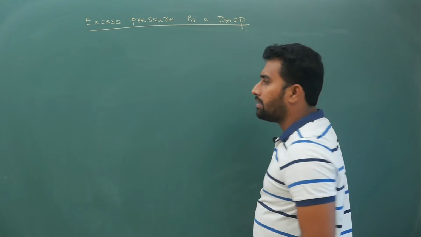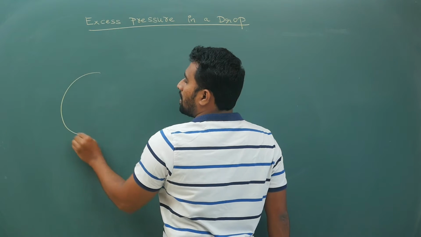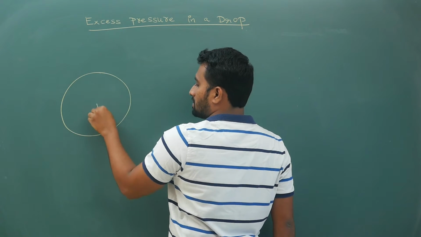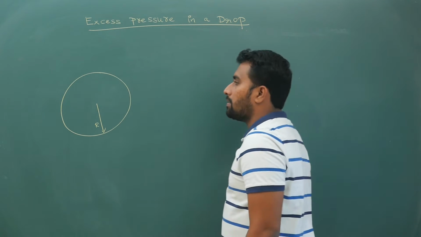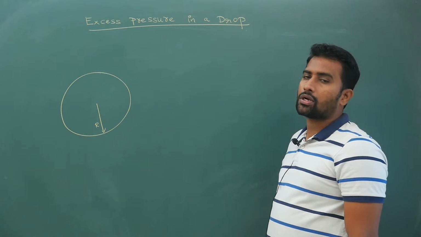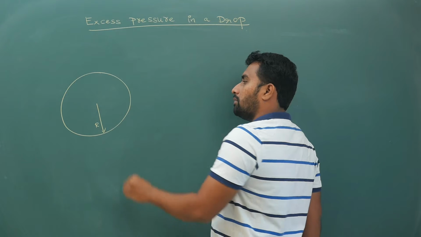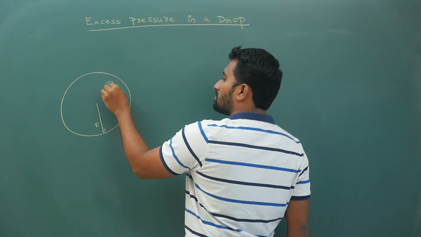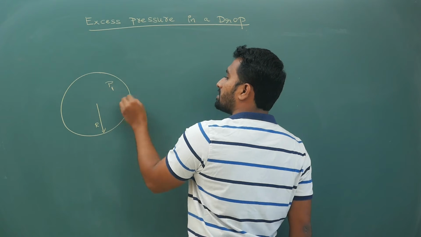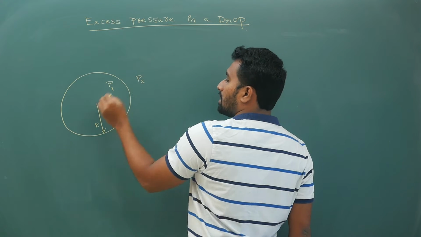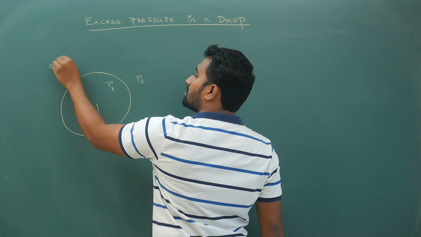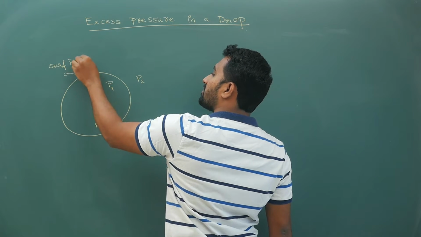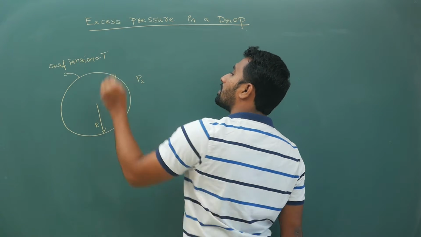Okay, right. Now you have your drop like this, radius is r. Now I want to calculate excess pressure here. Let us say inside pressure is P1, outside pressure is P2, and the surface tension of this liquid is T.